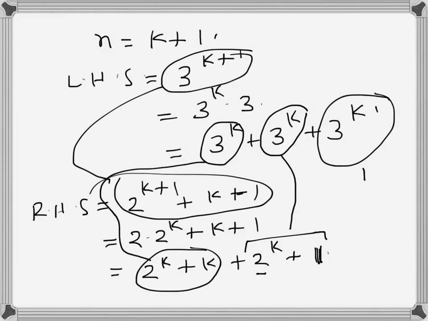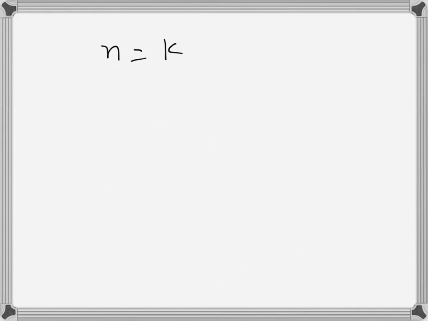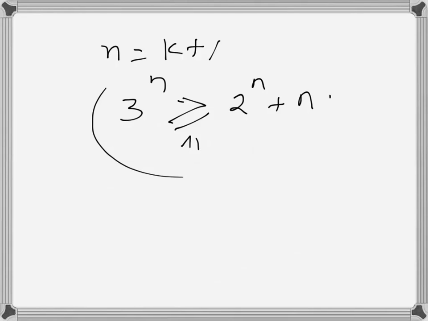So basically when n is equal to k plus 1, 3 to the power n is greater than or equal to 2 to the power n plus n. The basic relationship is greater than or equal to, though here we are seeing that it's actually greater than. So that's true, and we have proved the relationship using mathematical induction.